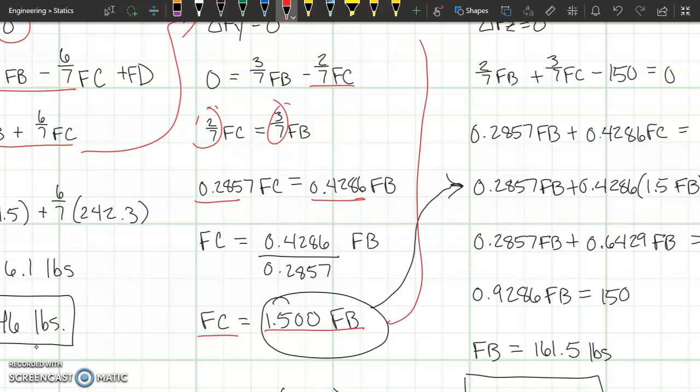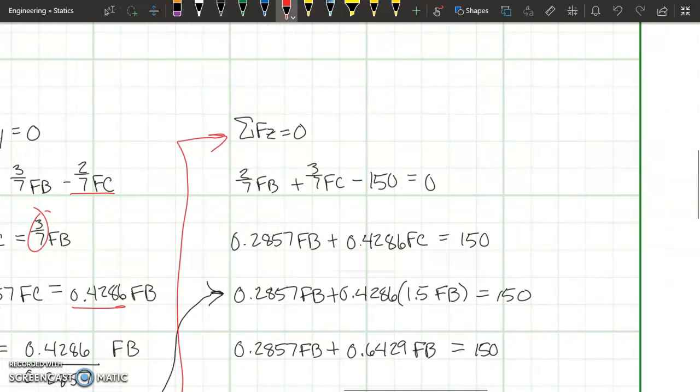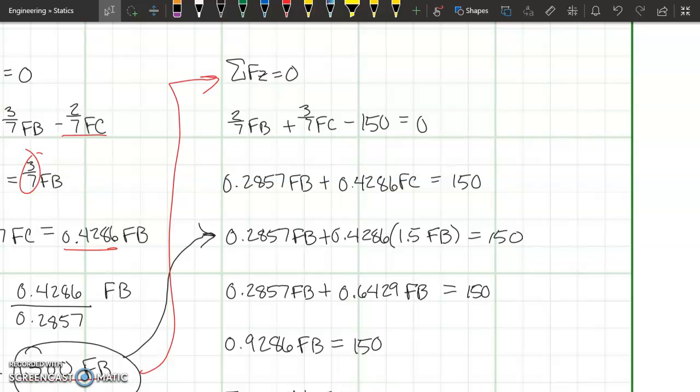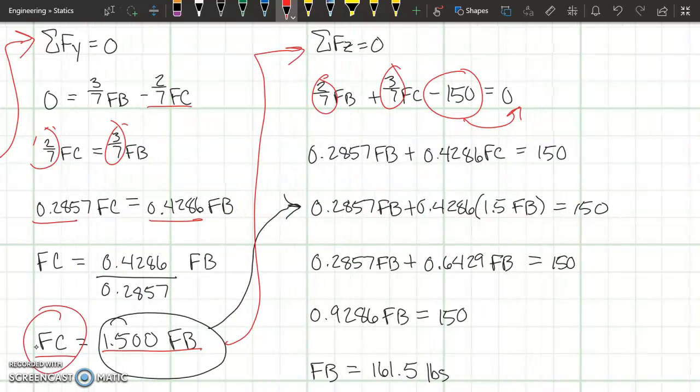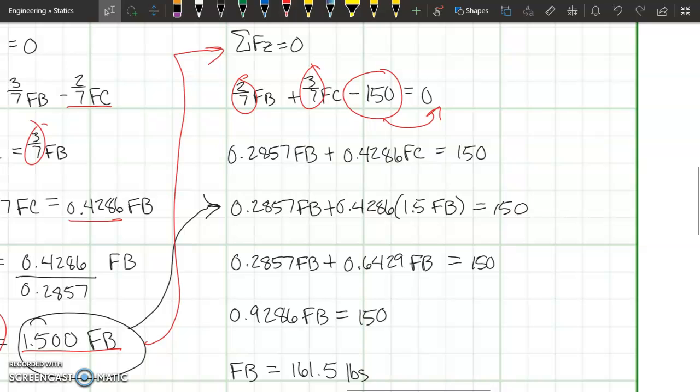From here, I'm going to move up to the sum of all forces in the Z direction. This will give us 2/7 FB plus 3/7 FC minus that 150 pounds will equal 0. After doing some calculations on these values and moving this -150 to the other side, we get 0.2857 FB plus 0.4286 FC equals 150. Now, since we just got a value for FC, we went ahead and plugged that in here.